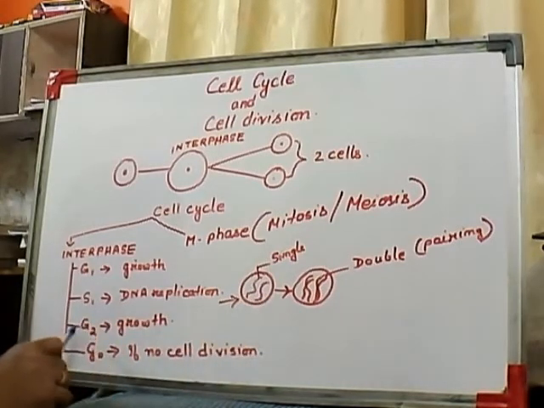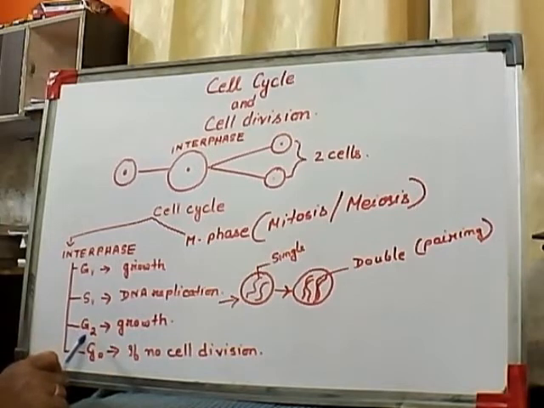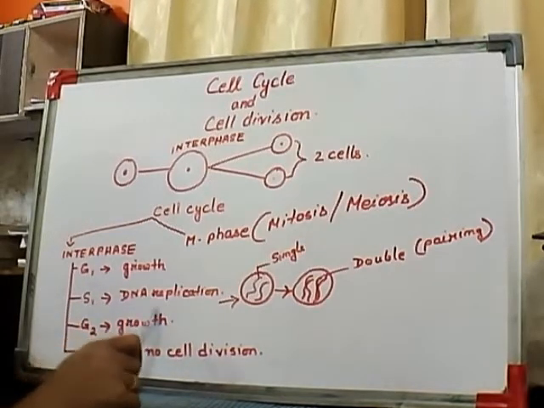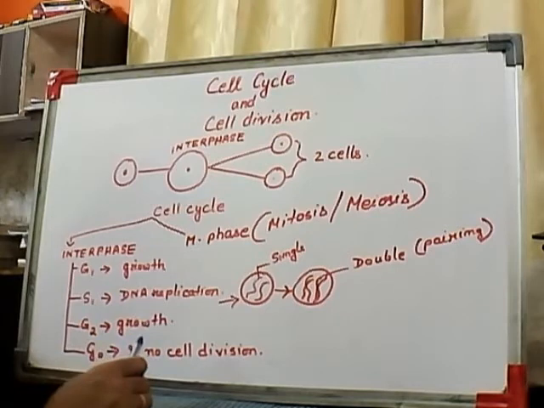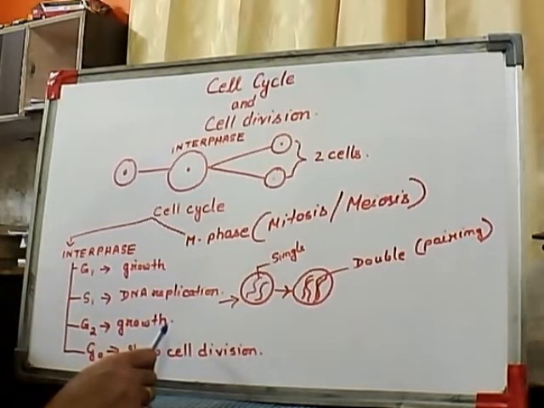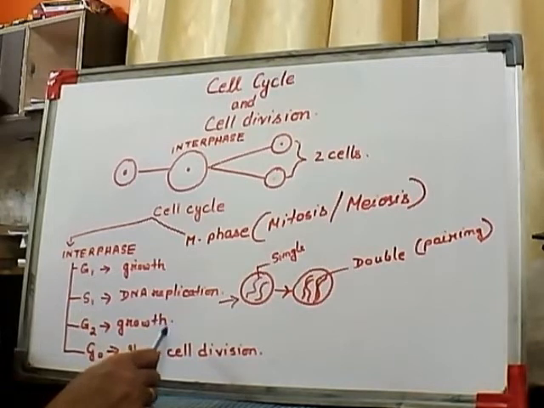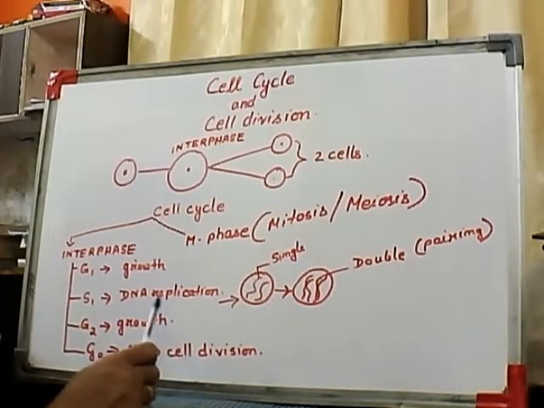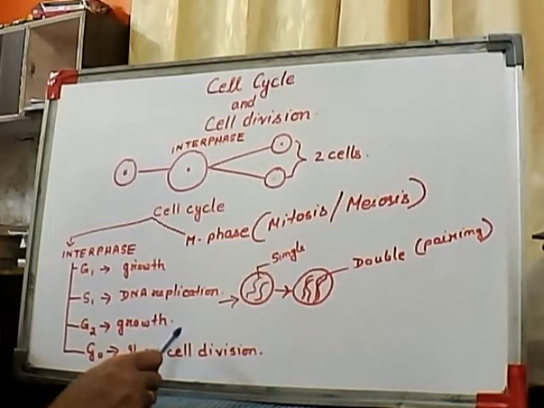Then the third phase is the G2 phase, also known as gap 2 phase. Now in this phase further growth of the cell takes place. Here again the growth takes place. Besides this, it also prepares itself to undergo the next phase, that is the cell division phase, for which it needs energy.